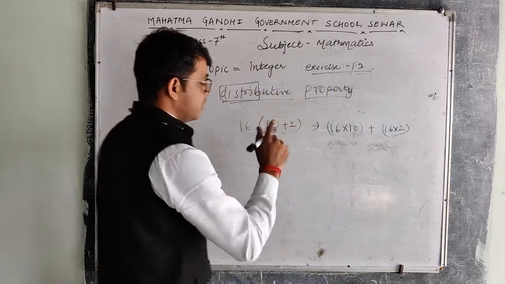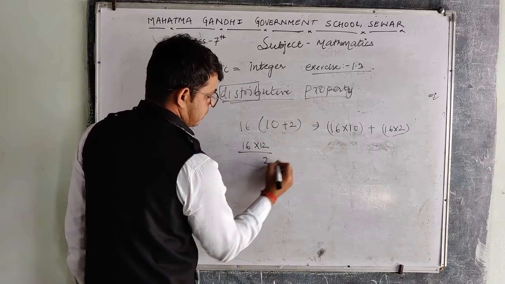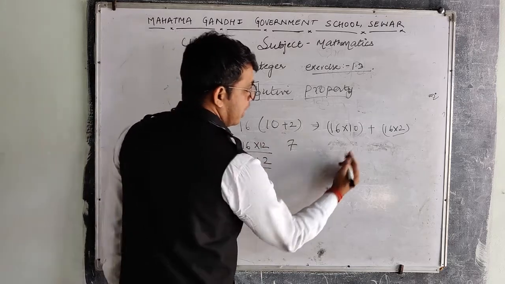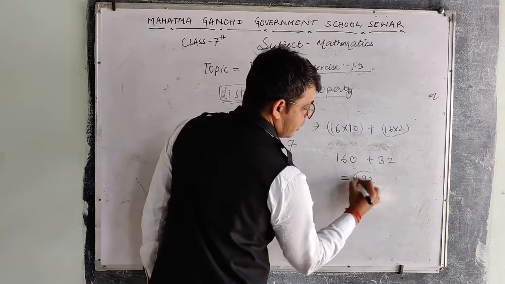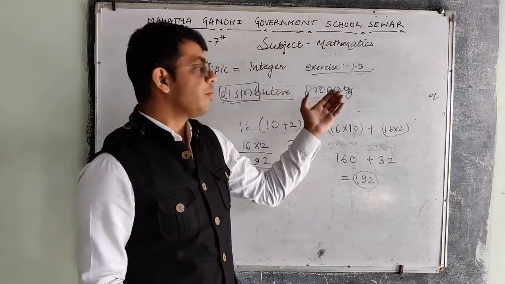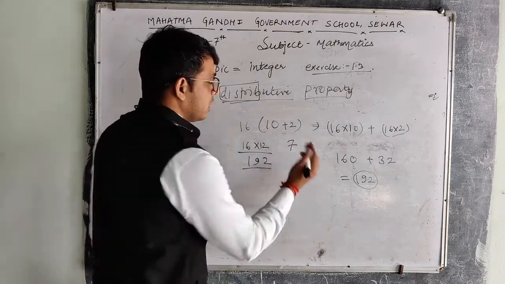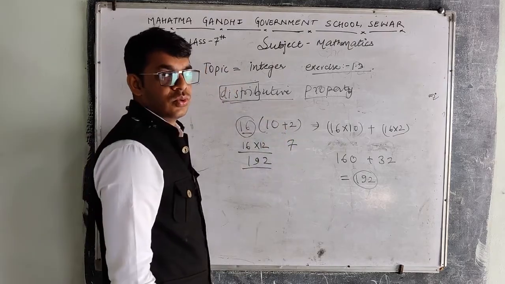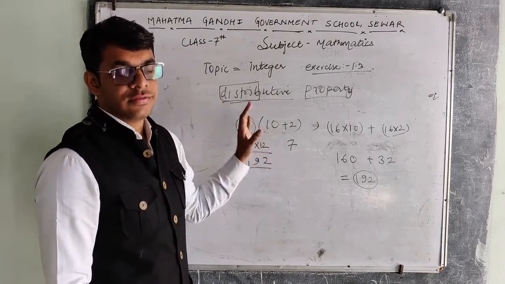The result will be the same. How? 16 into 12, the result is 192. Now what do we get? 160 plus 32. The result will be 192. It means that integers have distributive properties. What did we distribute? This 16. Between what? 10 and 2. So we can say that integers have the property of distribution.